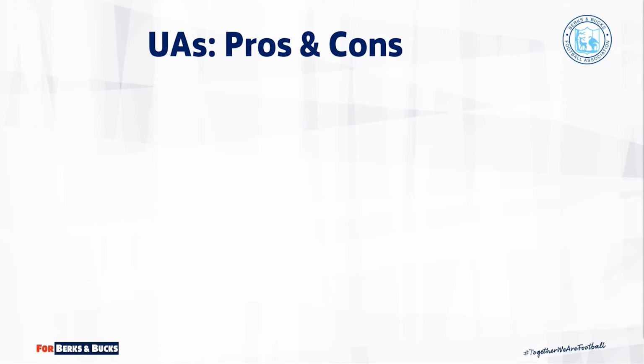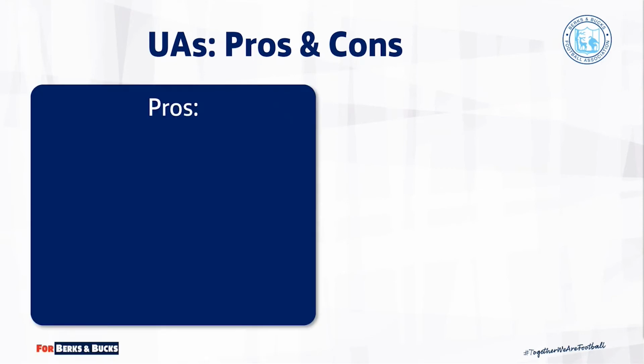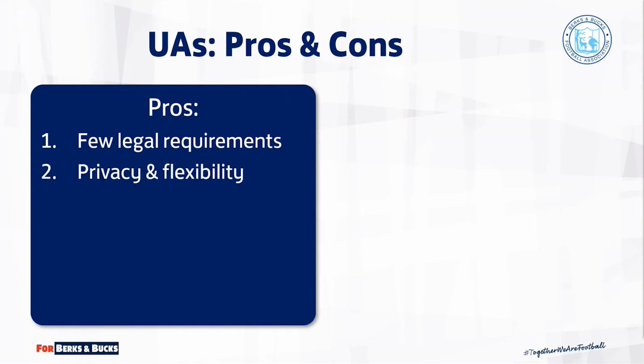So just going to quickly recap the pros and cons for unincorporated associations before moving on to governance structures. So in the pros, there are few legal requirements. So there's no annual filing required, for example, to Companies House or the Charities Commission. There's no legal or accounting filing that you're required to do to the County FA. Effectively, you can crack on and manage yourselves.